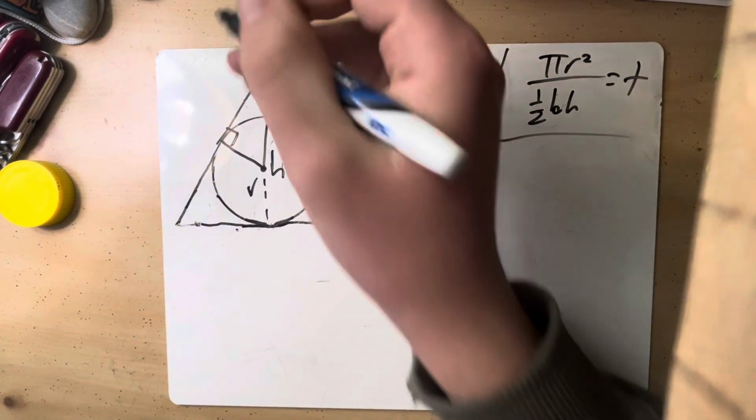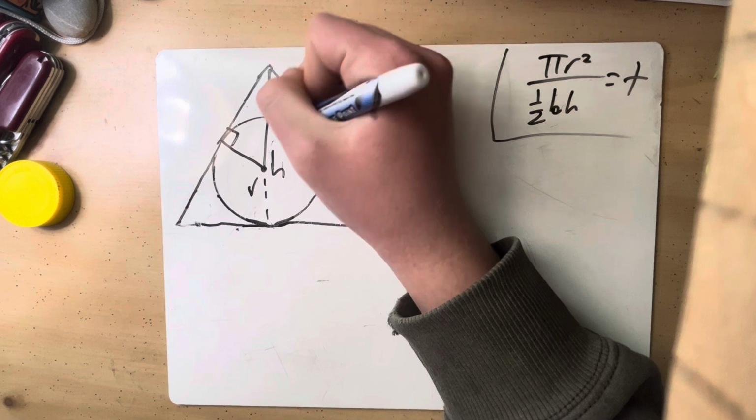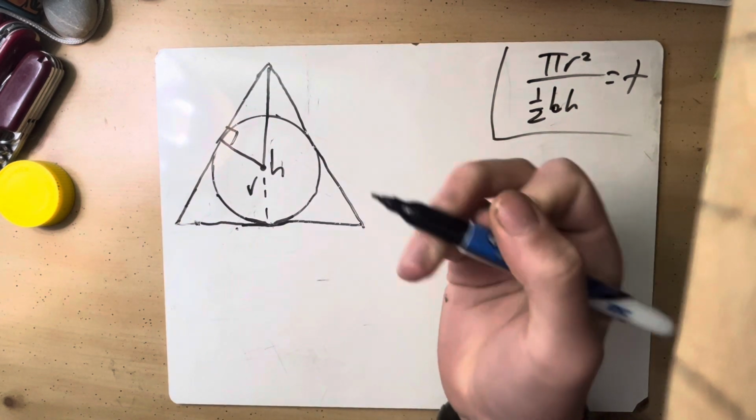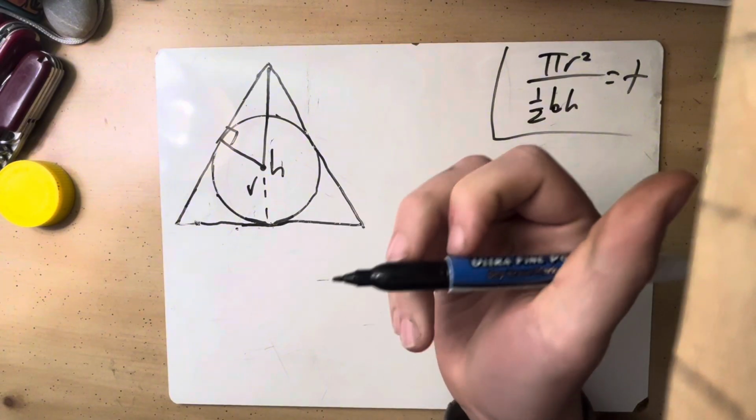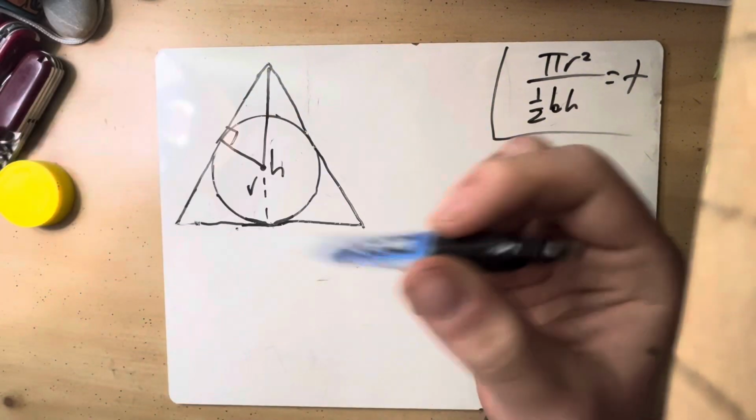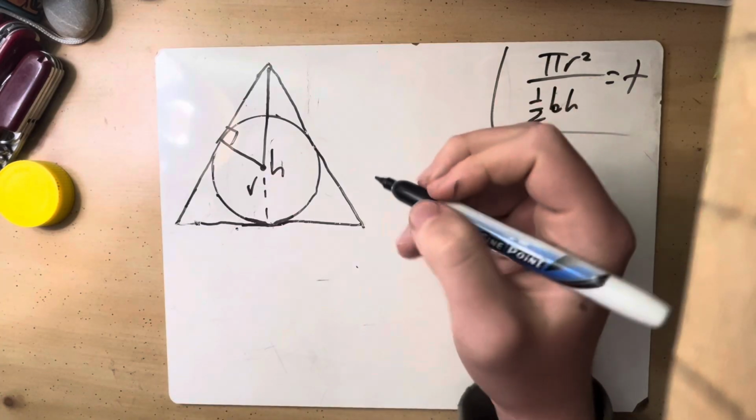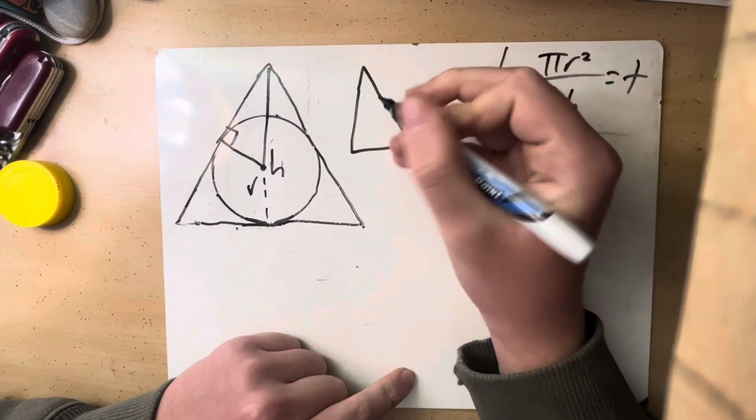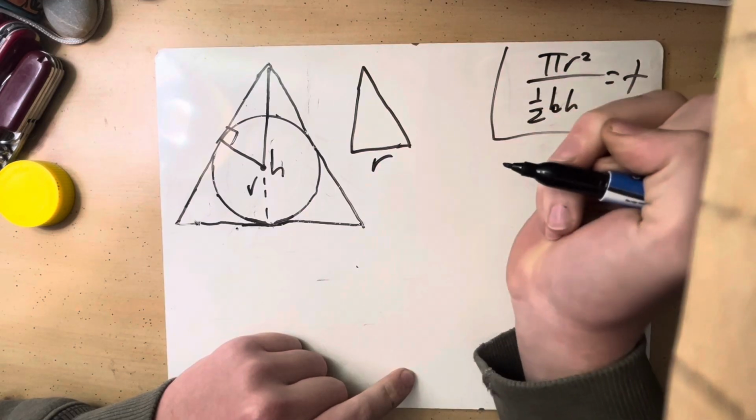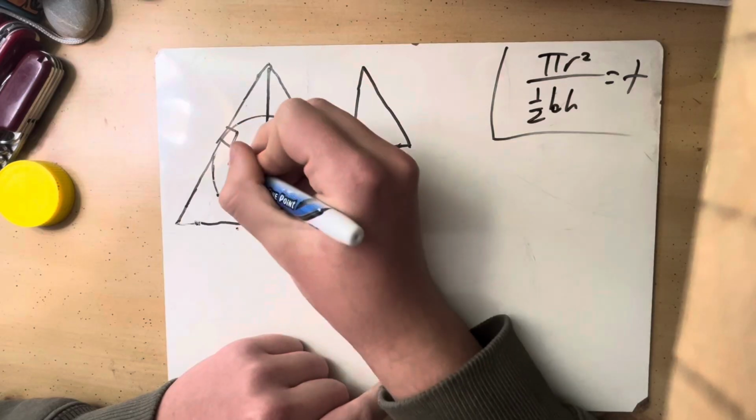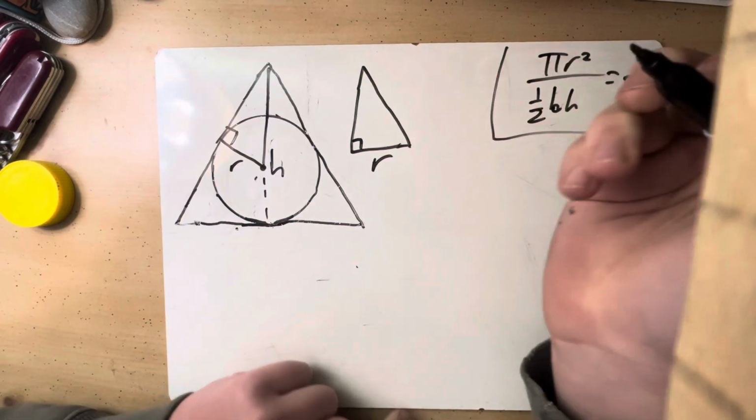And this is really good because if we find the hypotenuse of this right triangle, all we have to do is add r, and that expresses h in terms of r. So let's bring out this right triangle. We know that the smallest side is r, right, because it's the radius. What else do we know?